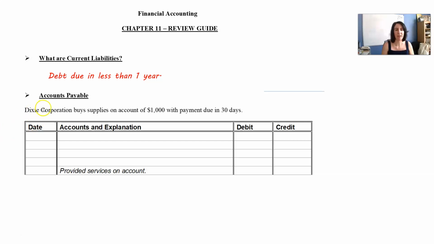Here's an example. Dixie Corporation buys supplies on account of $1,000 with payment due in 30 days. So you see we've got our little T account here, and if you remember, liabilities increase with a credit and decrease with a debit. So Dixie Corporation buys supplies on account. What did they get? They got supplies, right? So we have a debit to supplies for $1,000, and we owe them money. When you see on account, you think it's either an account payable or an account receivable. In this case, we owe them money, so we are going to increase our liabilities with a credit to accounts payable. And that's it, right? That's just part of your normal everyday business transactions.